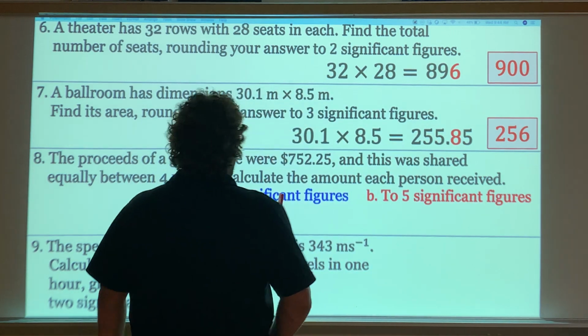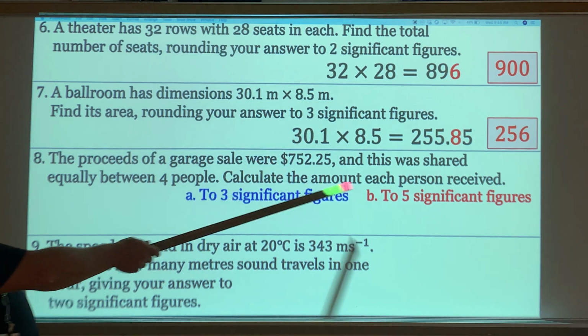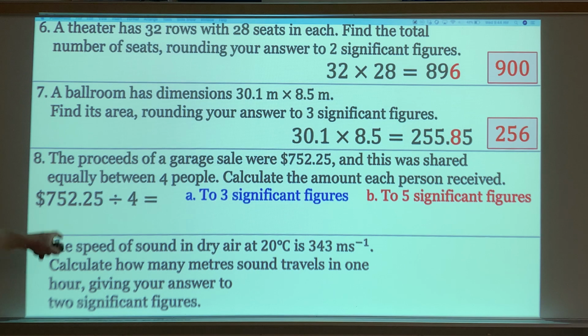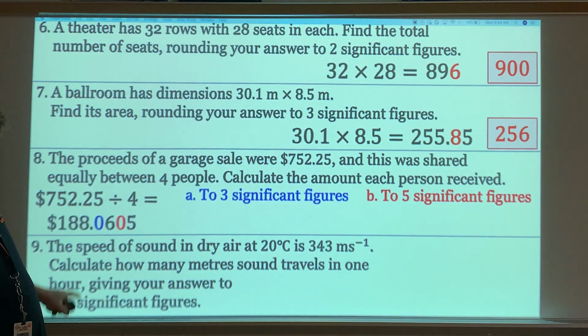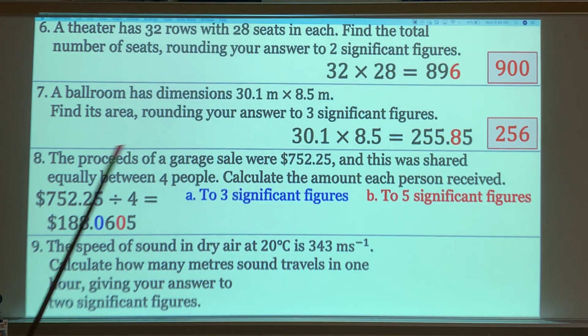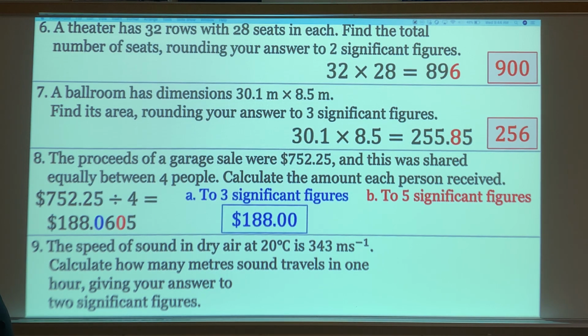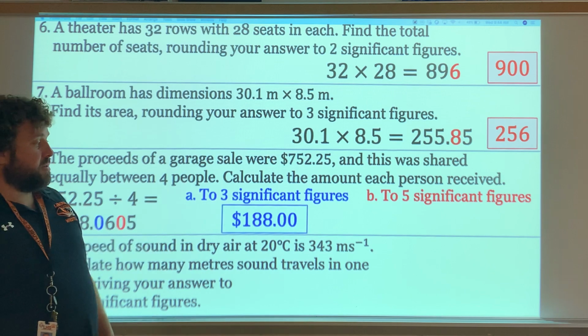The proceeds at a garage sale were $752 and 25 cents. And this was shared equally between 4 people. Calculate the amount each person received. So, you're going to take that number and divide it by 4. When you do that, you get 188.0605. Now, when you round it to 3 significant figures, 1, 2, 3, you're rounding it to the dollar place. You're going to use the 0, less than 5, so it's $188.00. Why do you put the 0 cents in the end? Just because it's money and you want to put cents in the end.